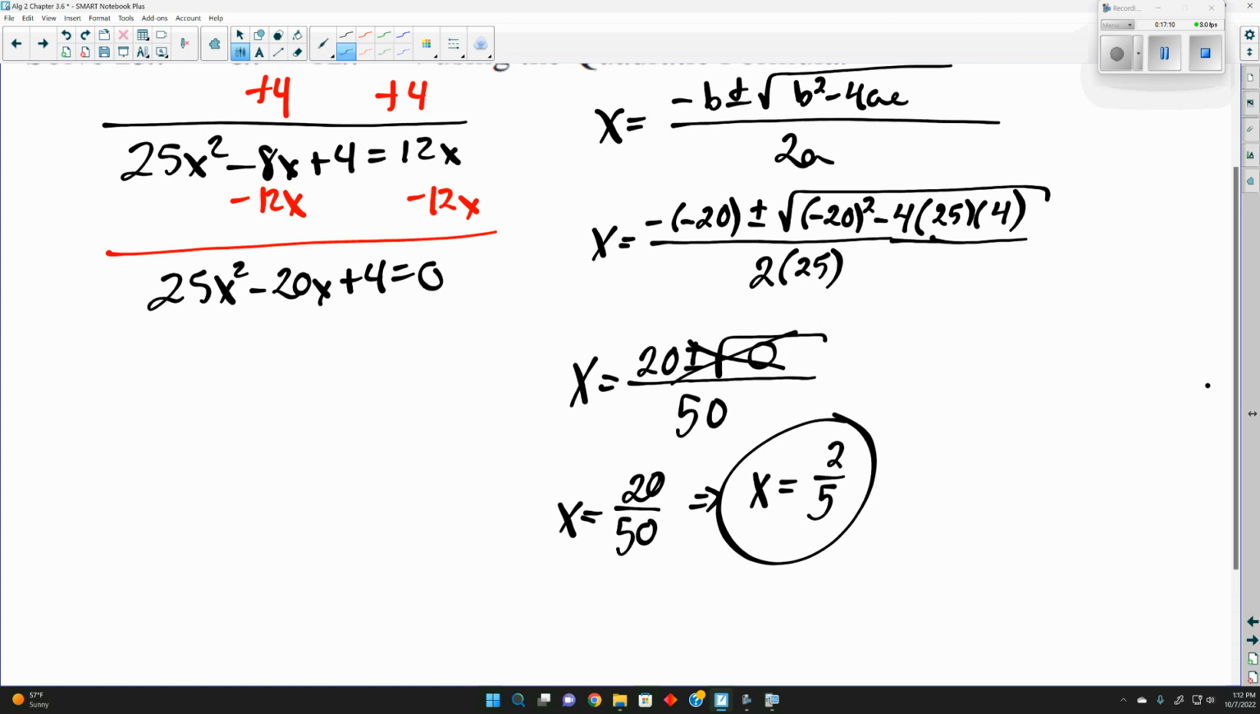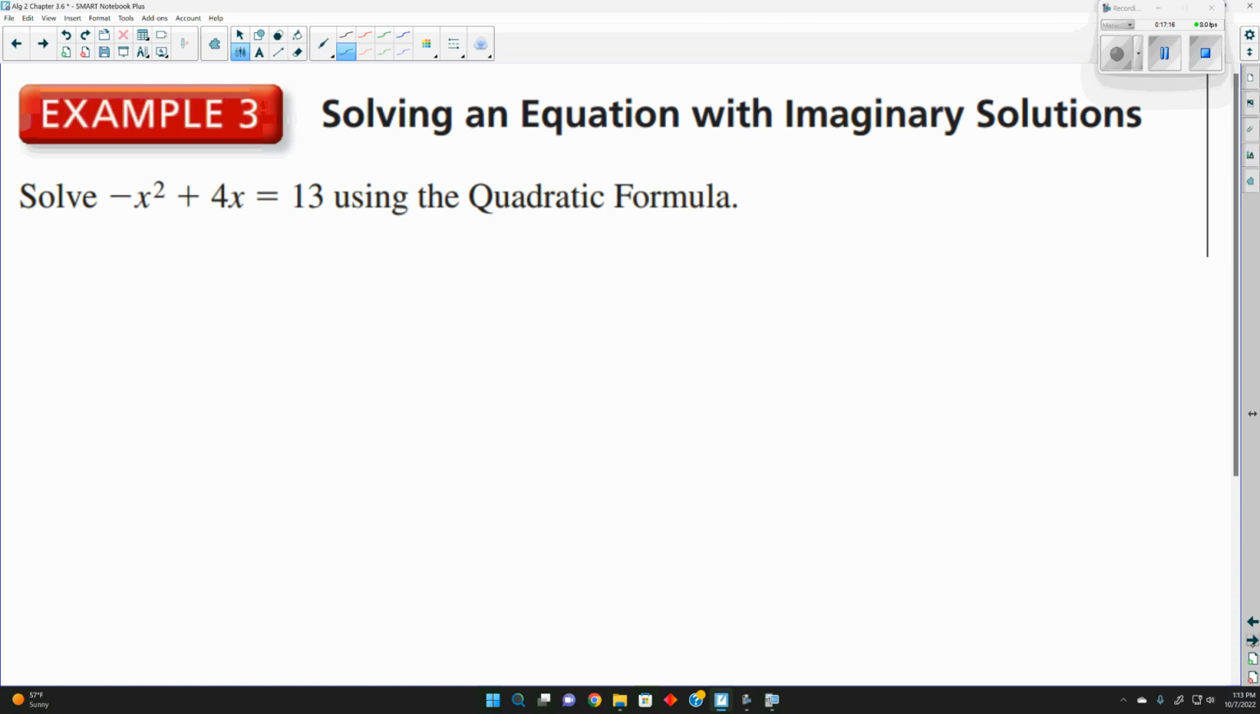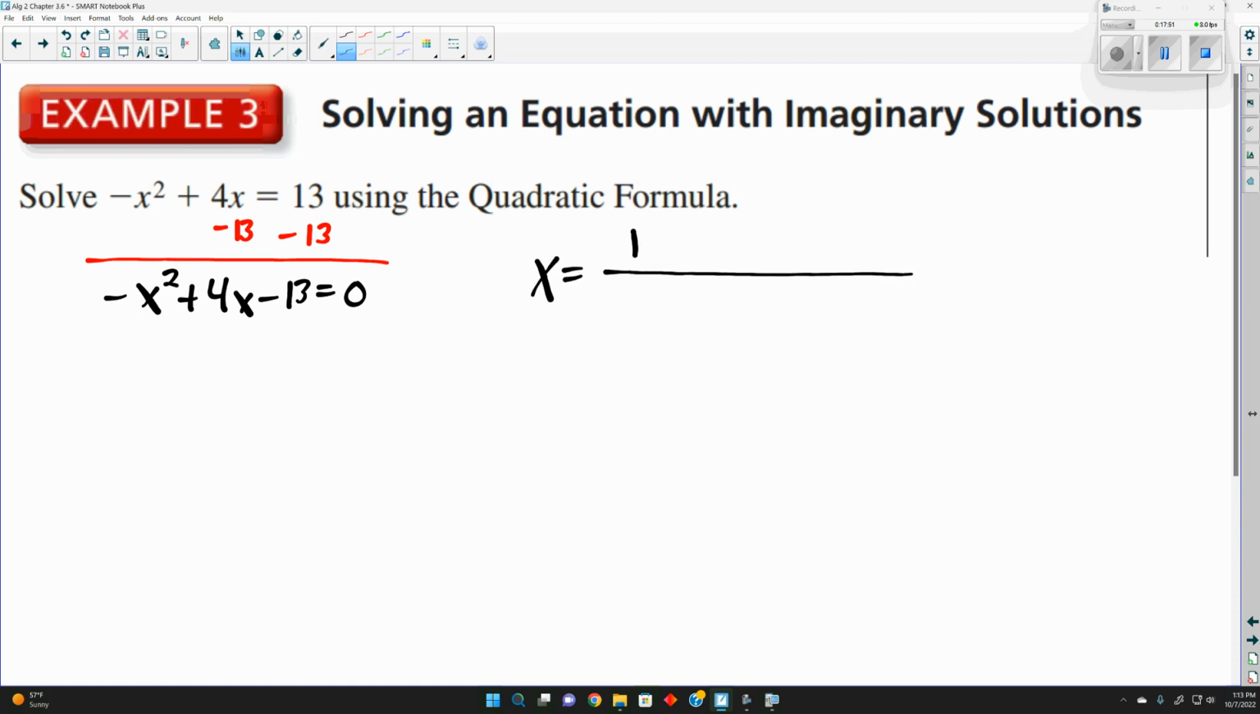Questions on this here? Questions on anything we've done so far? Here's our next one. What do we need to do first? Subtract 13. This will tell us that we have negative x squared plus 4x minus 13 is equal to 0. Do we need to do anything else? No. I mean, we can leave a as negative 1. That's fine.